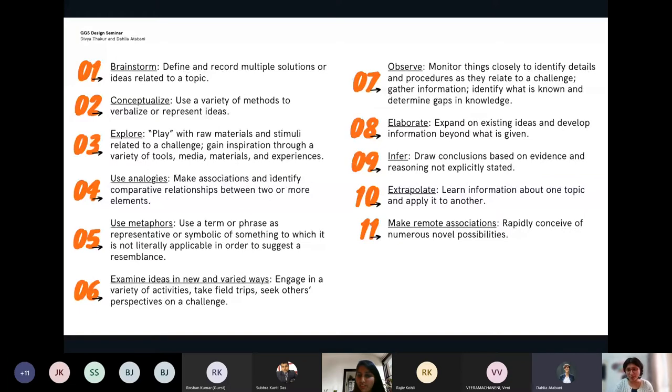Yeah, in the chat box, Dahlia, we have that 2, 8 and 11 is for critical thinking. We have Rishmi saying it's observe. Okay. 2, 8 and 11 being in critical. So use a variety of methods to verbalize or represent ideas, 8 in elaborate and 11 in make remote associations. Wonderful. Good point. We also have explore as a creative thinking.